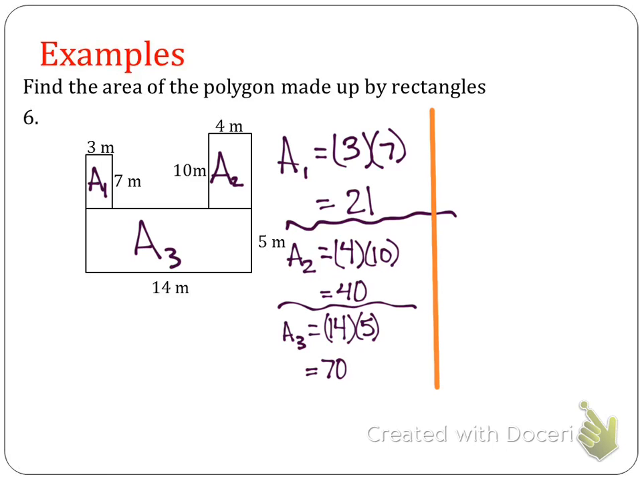So I say the word total a lot. You've got to find the total amount individually, and then you have to find the absolute total. So add all 3. 21, 40, 70. So 131 meters squared.